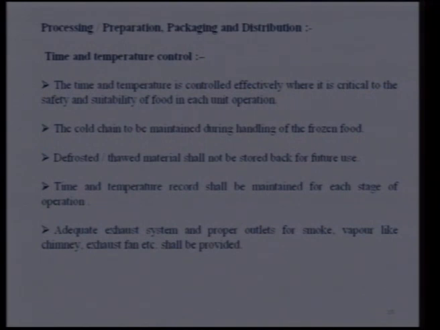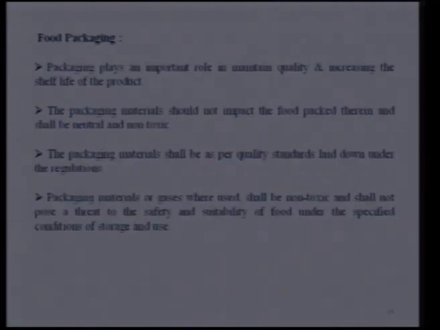And then I already mentioned that cold chain should be maintained for frozen products, and time and temperature control I have already mentioned during processing. Then food packaging. Packaging plays an important role in maintaining quality and increasing the shelf life of the product. So packaging material should be of non-toxic material, and it should meet the BIS standard of food grade quality. And packaging materials or gases where used shall be non-toxic and shall not pose a threat to the safety and suitability of food under the specified condition of storage and use. So this care should be taken while selecting a packaging material for particular products.